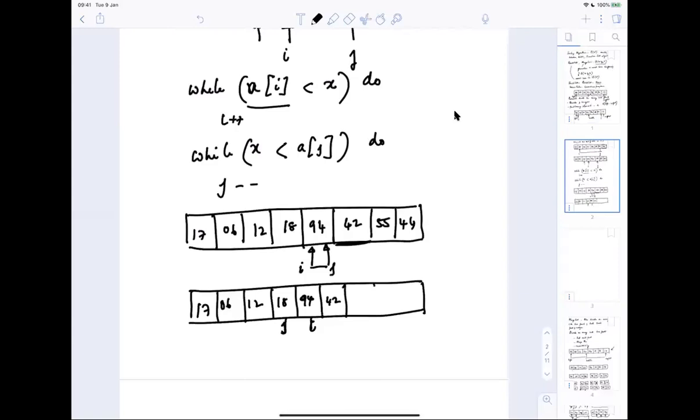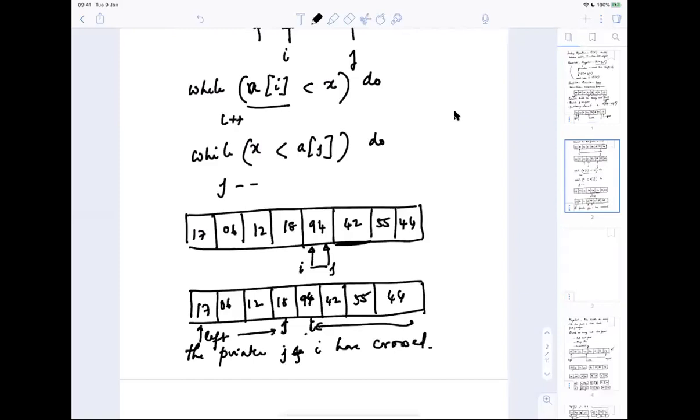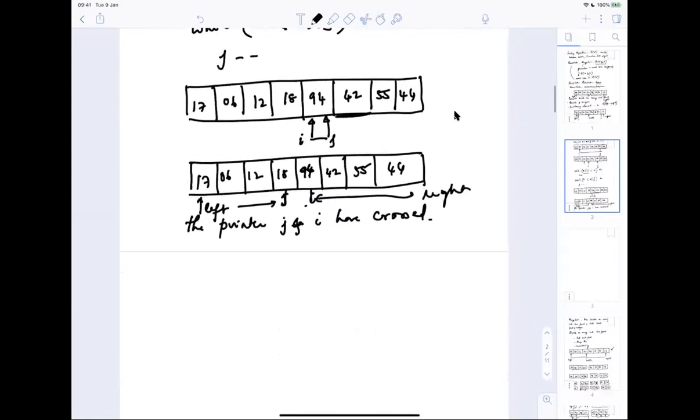42, 55 and 44. Why does J move here? Because 94 is larger than 42. But in the meanwhile, what has happened? The pointers J and I have crossed. Okay, since both have crossed, what will it do? It will stop that pass through the array. And now you start processing the array from left to J over here and from I to right over here. Okay, that will be the next pass of the sort.